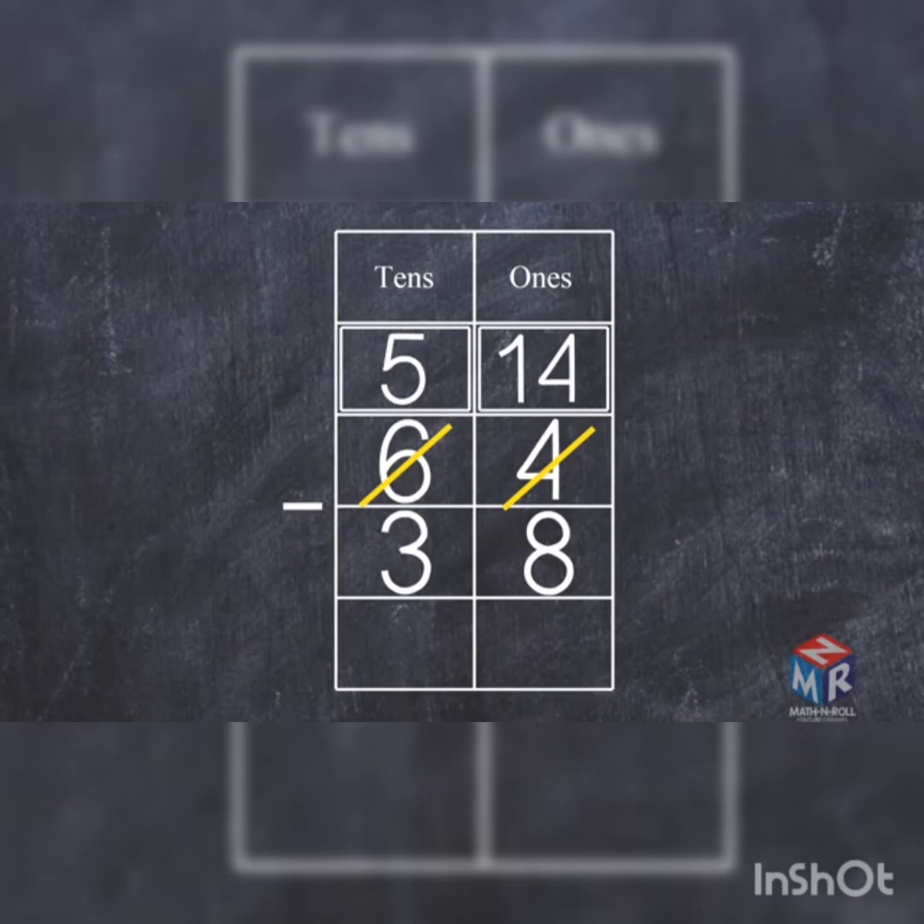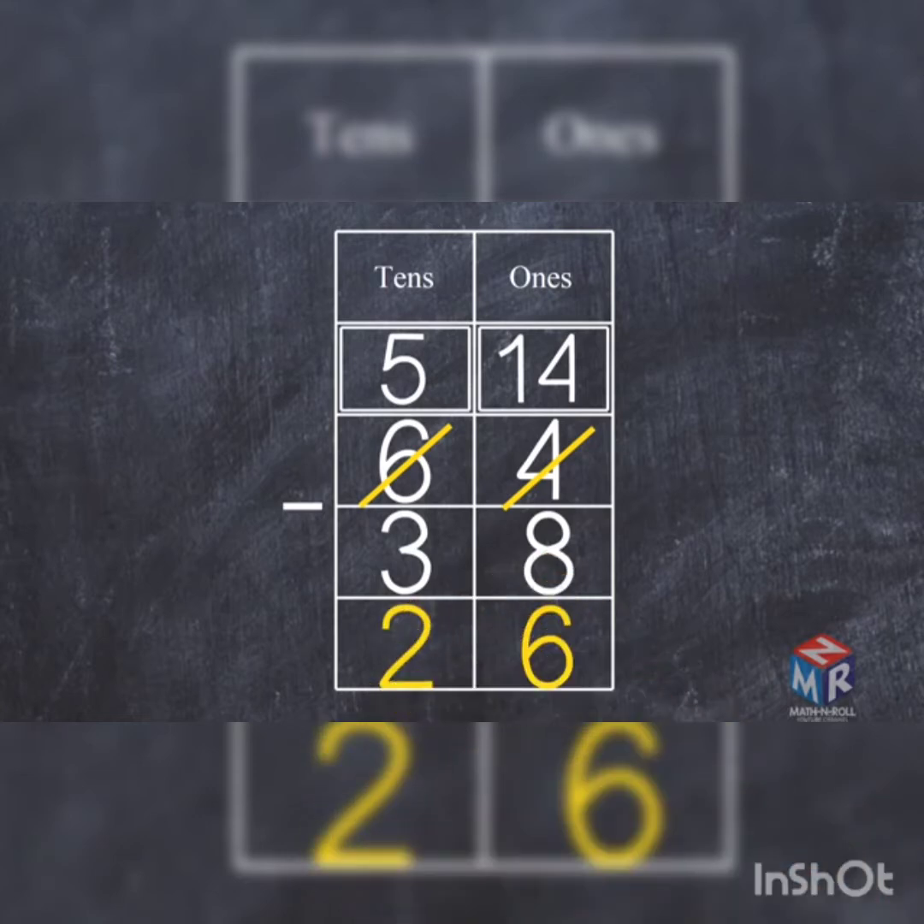Okay, all of you take 8 fingers and count backward. 14 minus 8, that is equal to 6. Then 5 minus 3, that is equal to 2. 5 tens minus 3 tens, that is equal to 2 tens. So the answer is 26.